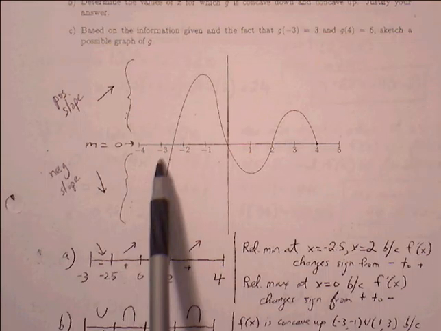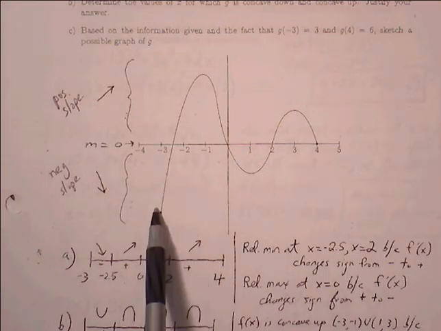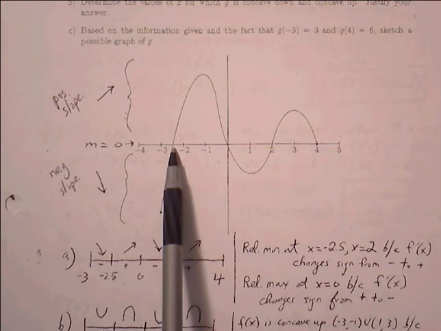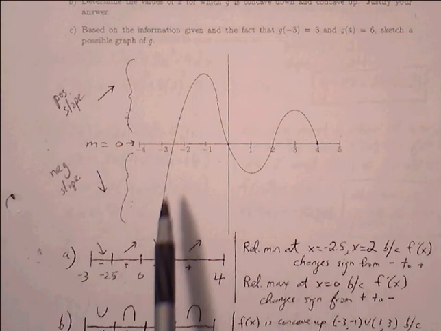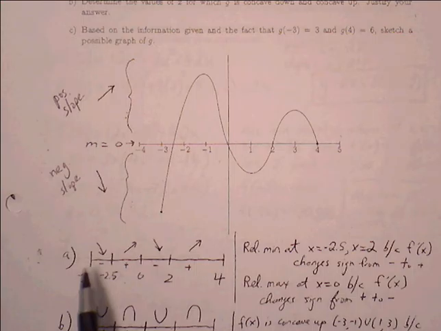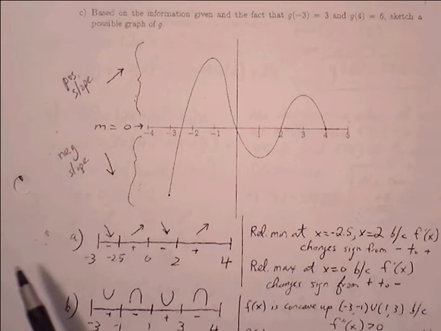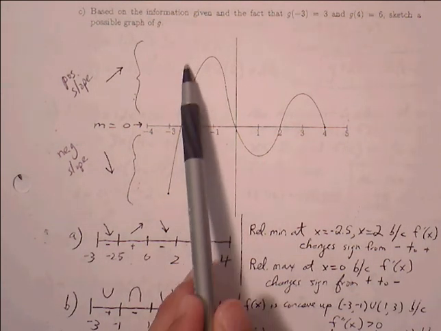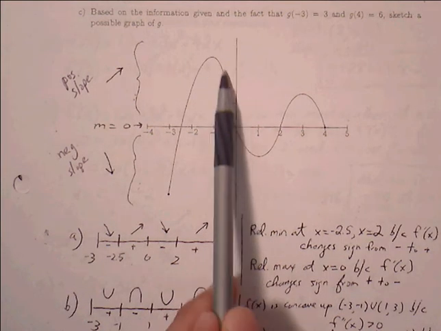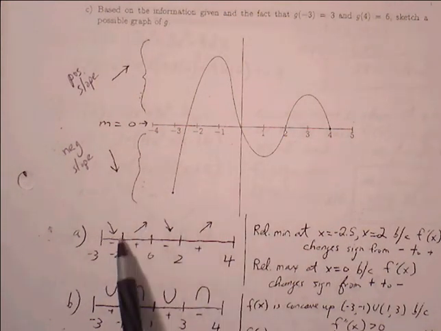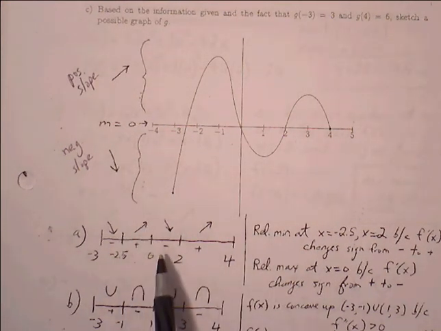I see that between -3 and -2.5, the entire portion of this graph sits below the x-axis. So we know the original graph will have a negative slope in that interval. I'm going to represent that with a negative as well as an arrow that points down. Between -2.5 and 0, notice that the entire f prime graph sits above the x-axis, so that represents where the original graph has a positive slope. So I'll represent that with an arrow that goes up.